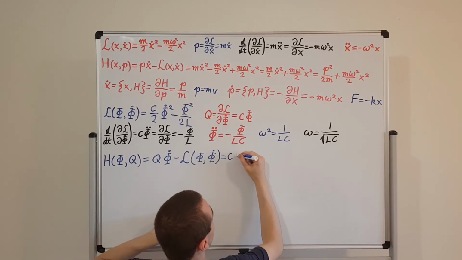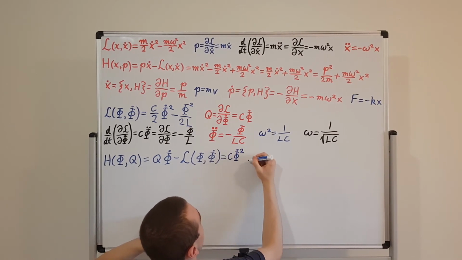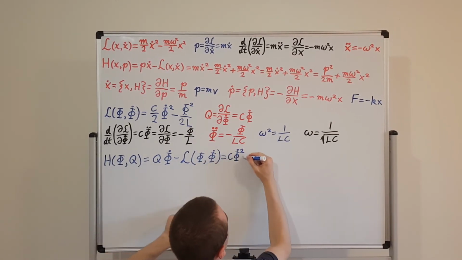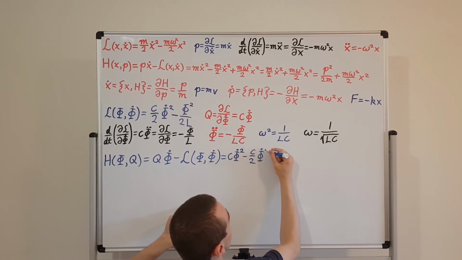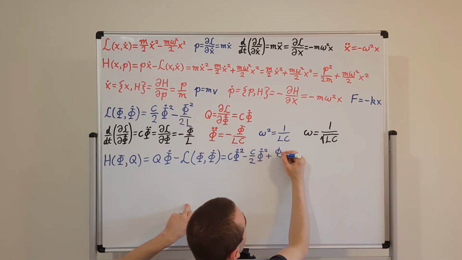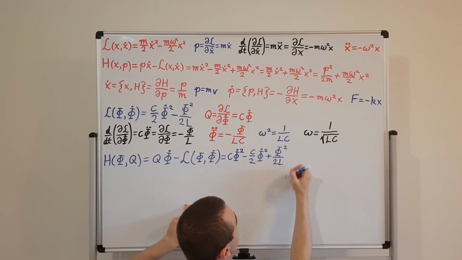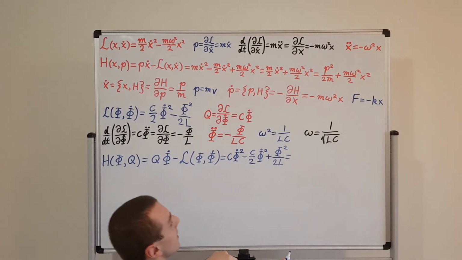So we're going to get C, then we have the flux, time derivative of the flux, all squared. And then when we subtract off this Lagrangian, we're going to have C on 2 times this time derivative of the flux. And then this minus is going to turn to a plus. And have a look at what we have over here. We still have that potential energy, but it's changed sign. And now we can write this in an analogous form.